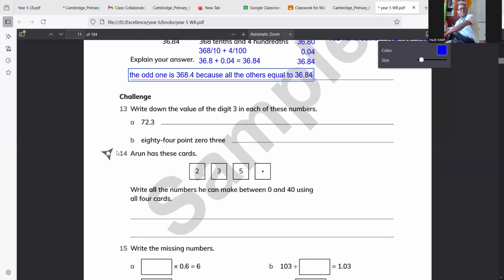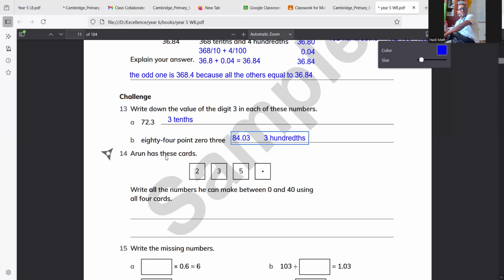Let's go to 13. They say write down the value of the digit 3 in each of these numbers. This one, the value of digit 3 here is what? It is 3 tenths, spelled with a TH, because it's the first digit after the decimal point. This number 84.03. You can write your numbers in digits to help you. Then you look at the 3, it is the second digit after the decimal point. So it is 3 hundredths with a TH.